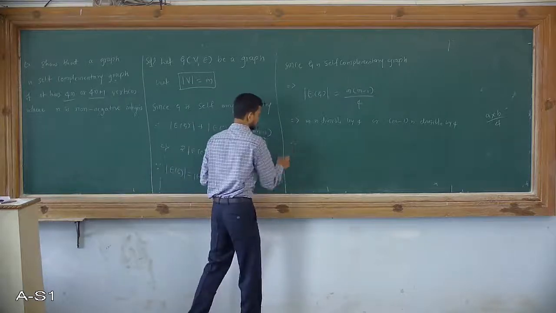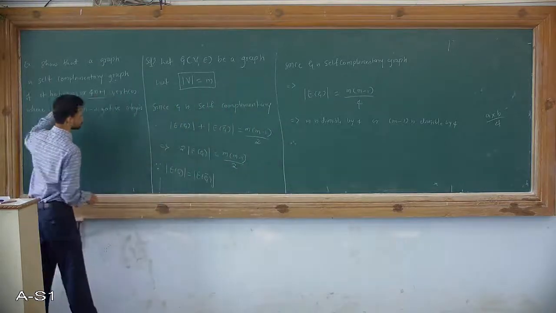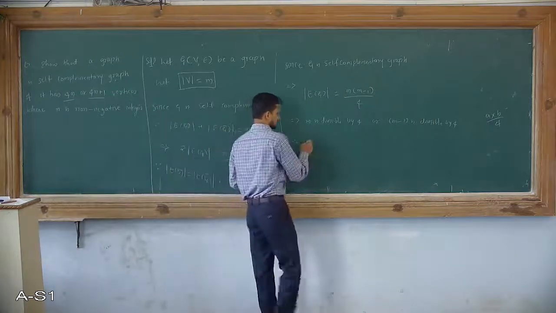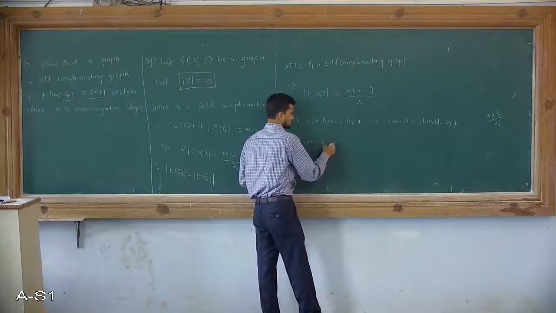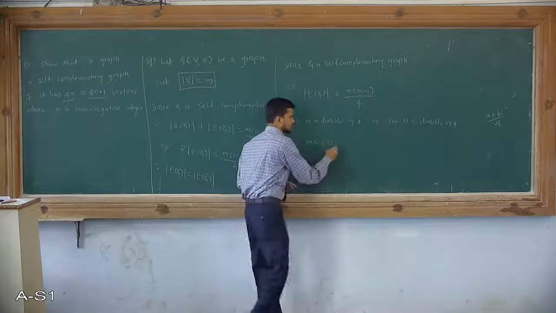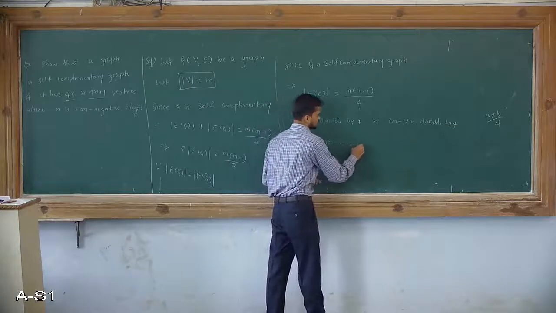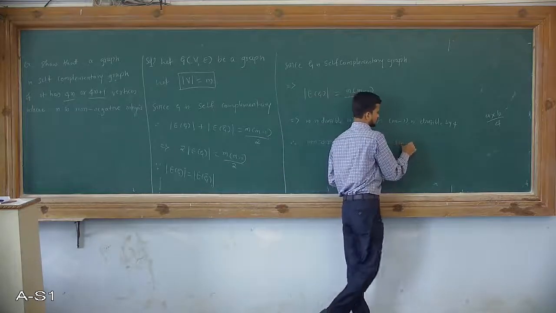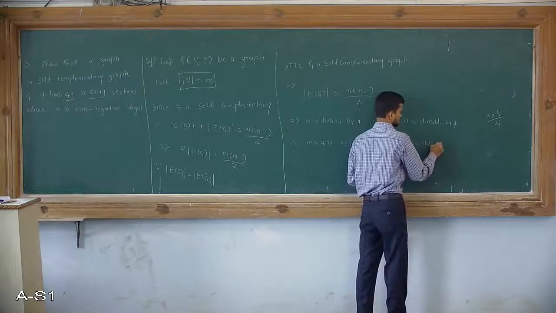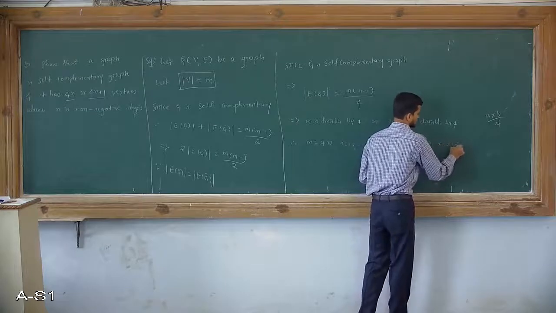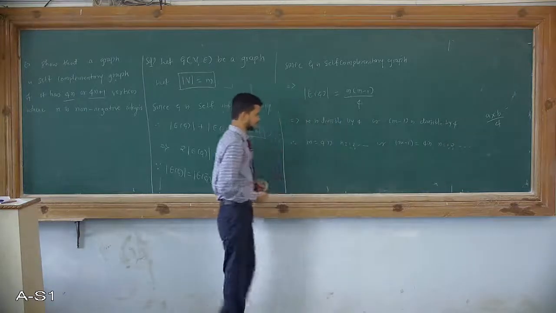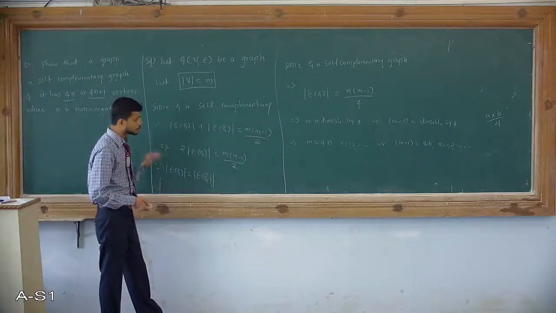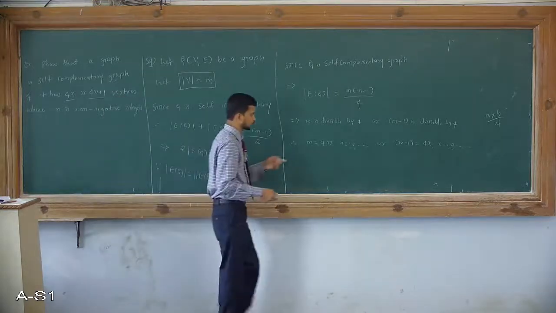So we need to show that m is equal to 4n. If m is divisible by 4, m is always 4 times n for n equal to 1, 2, and so forth to infinity. Or m minus 1 is equal to 4n, with n equal to 1, 2, and so forth. Even though you can take n equal to 0, it will not make any sense because a graph does not exist with 0 vertices. So I have not taken n equal to 0 here.